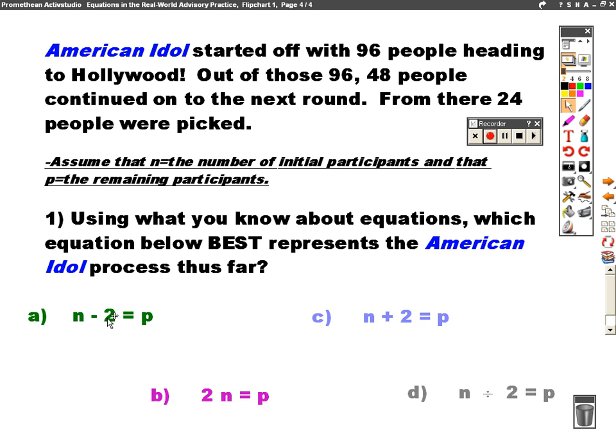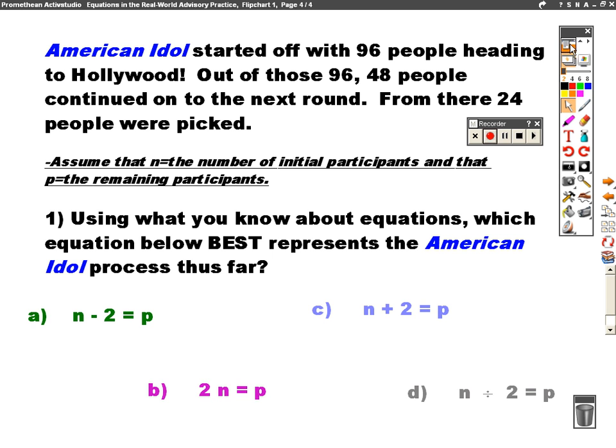A is n minus 2 equals p. B is 2 times n equals p. Remember, when a number is right next to a variable like that, that automatically means multiplication if there's no symbol in between it. There's many different ways of writing that. Remember, you can use parentheses, some people use a dot. Okay, for C, n plus 2 equals p, and D, n divided by 2 equals p. Go ahead and pause the video and talk with your class to see which one they feel would be the best one.